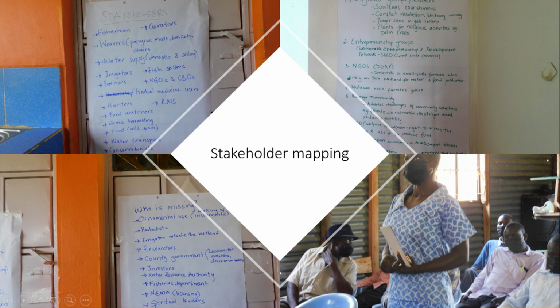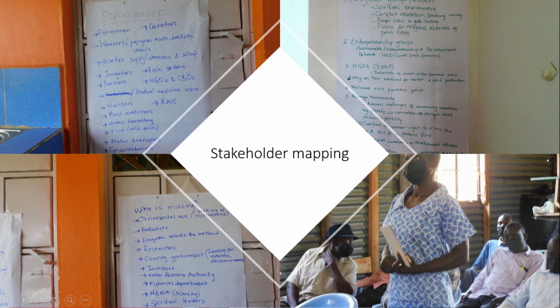We looked at who are the stakeholders who are represented here. So you can see at the top, the fishermen, curators, weavers, water supply people, navigators, fish sellers, farmers, bird watchers, people who engage in grass harvesting, water transport, and so on.